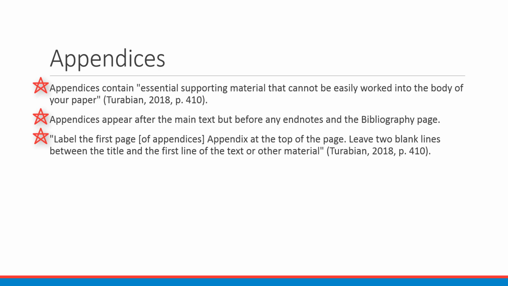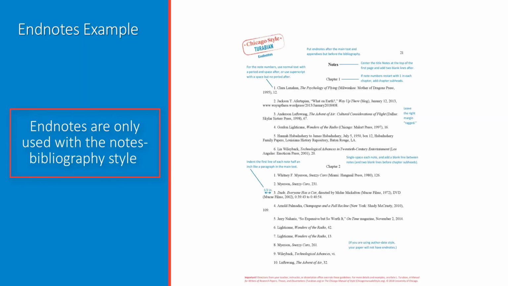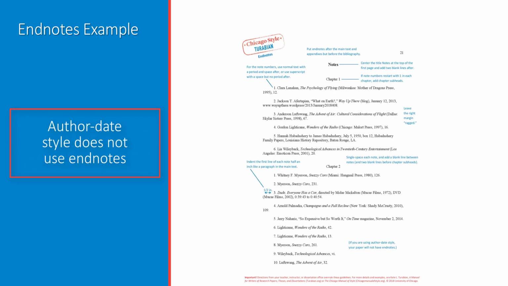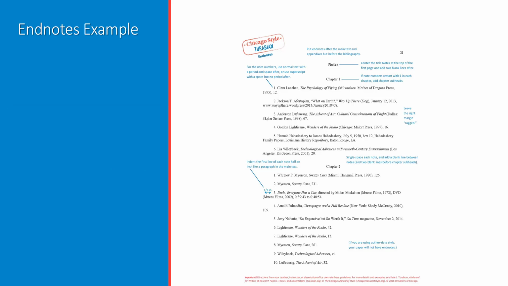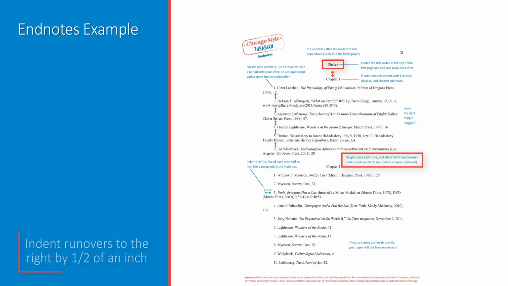Endnotes are usually only used with the notes bibliography style of citing sources. The author date style does not use endnotes. In the manuscript, endnotes appear after any appendices you may be including, but before the bibliography page. Similar to appendices pages, label the first page of this element as Notes, centered at the top of the page. This should be bolded, and there should be 2 blank lines between the title and the first note. Incorporate 1 blank line between notes and single-space all information within an individual note. Make sure to indent any runovers to the right 1/2 inch.